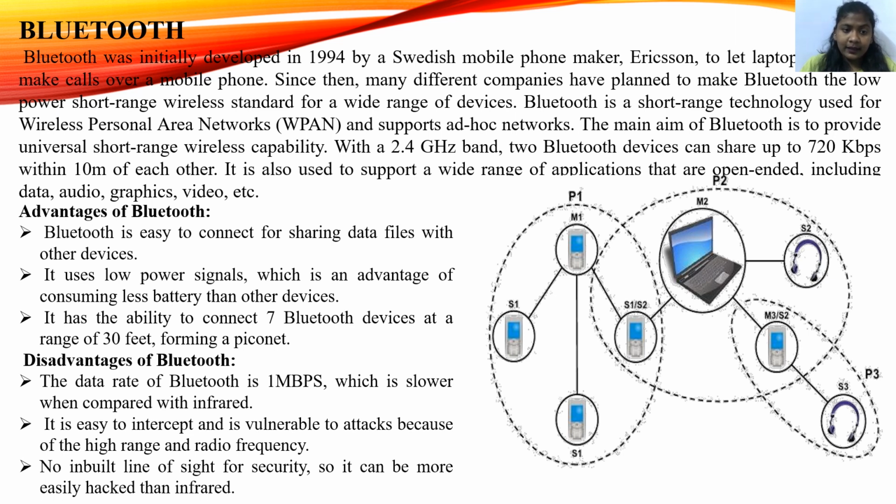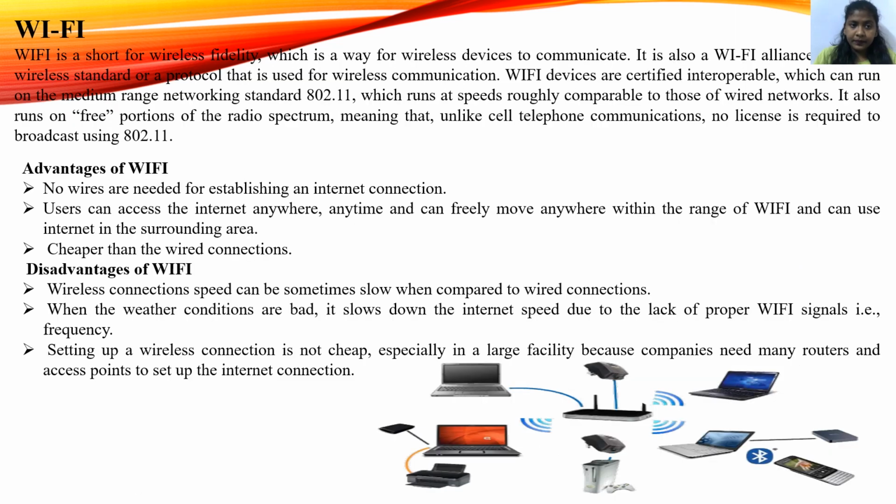Disadvantages of Bluetooth. The data rate of Bluetooth is 1 Mbps, which is slower when compared to infrared. It is easy to intercept and is vulnerable to attack because of the high range of radio frequency. There is no inbuilt line of sight for security, so it can be more easily hacked than infrared.